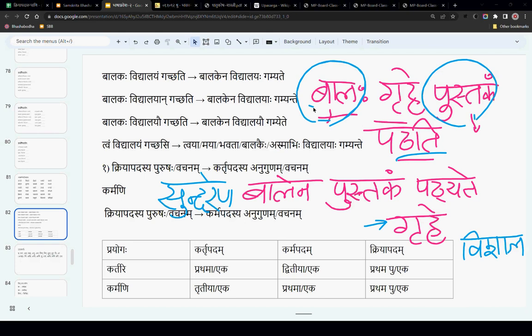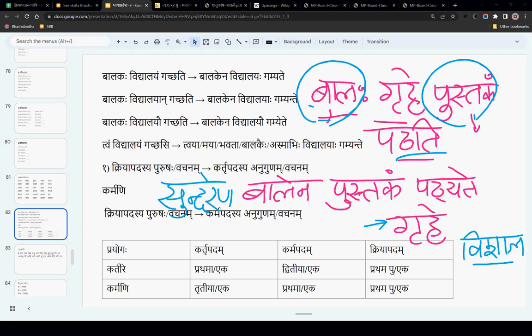Vishala is not exactly appropriate, but to keep it simple, we'll take it. So, balah gruhe vishalam pustakam pathati. So if that is a sentence, we change that to karmani, then we have sundarena balena vishalam pustakam pathyate. Vishala being adjective, it also takes the napunsaka, and the napunsaka prathama vibhakti remains same. So vishalam pustakam pathyate. Then gruhe remains gruhe, and if gruhe has the visheshanam, then that visheshana also does not change the vibhakti. Sundarena balena pustakam pathyate.